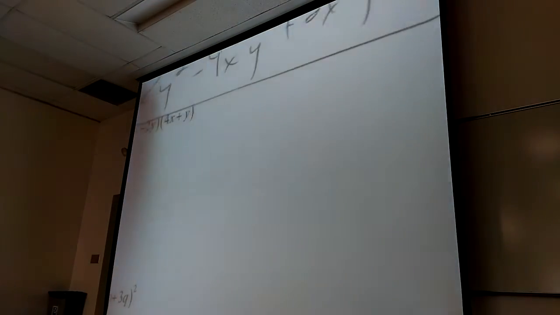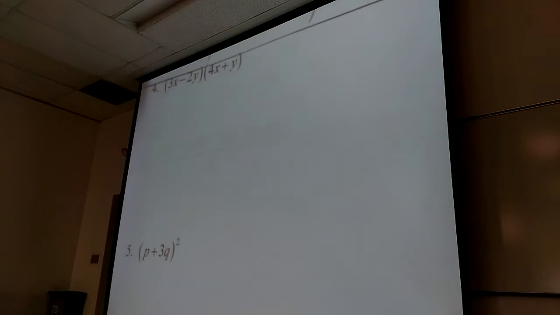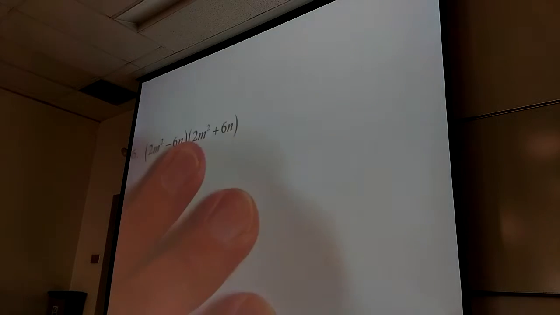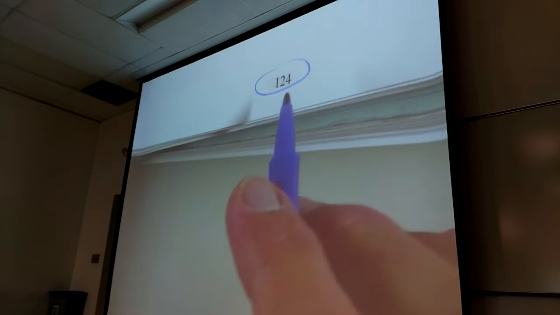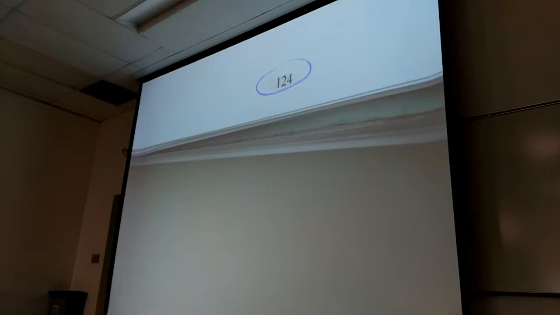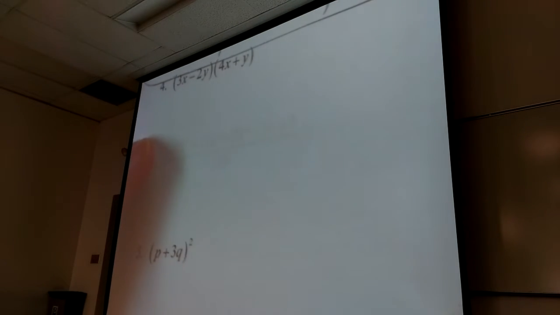Let's see. Here's some more recent stuff. We're going to do number 4 and 5 real quick. This is page 124. What did I say? 4 and 5.